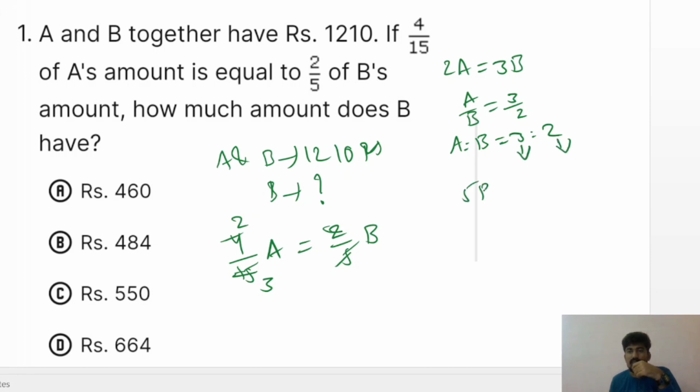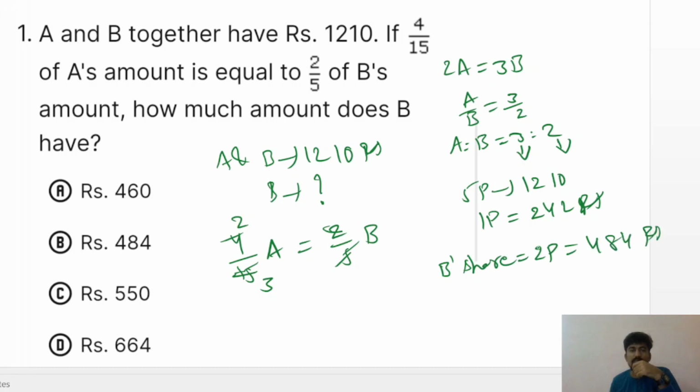Here A's amount is 3 parts, B's share is 2 parts. Total 5 parts. 5 parts is given as 1210 rupees. Then 1 part is 242 rupees. Here we have to find out B's share. B's share is 2 parts, so 242 into 2, then 484 rupees is B's share.